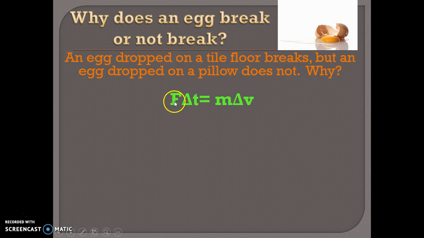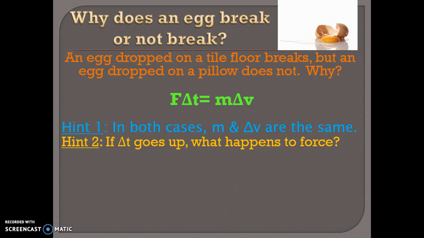In order to lessen the force, you have to do something to manipulate the change in time that elapses as the egg is making the impact with either the floor or the pillow. So here's what happens. Yes, in both cases, mass and delta V are the same as stated before. But if we can somehow extend the amount of time that it takes for that egg to make impact, you can have that egg encounter less of a force, in which case it's less likely to break.